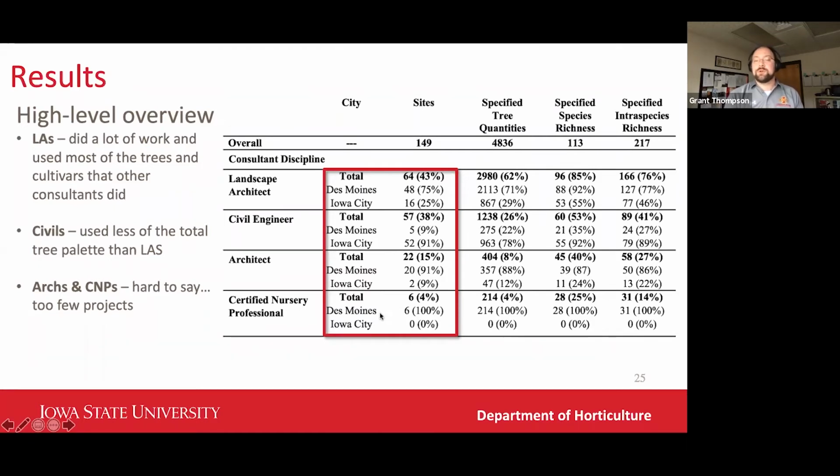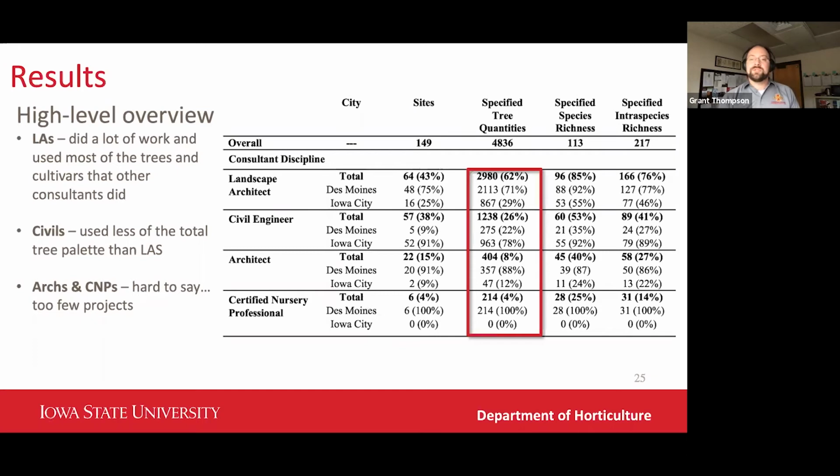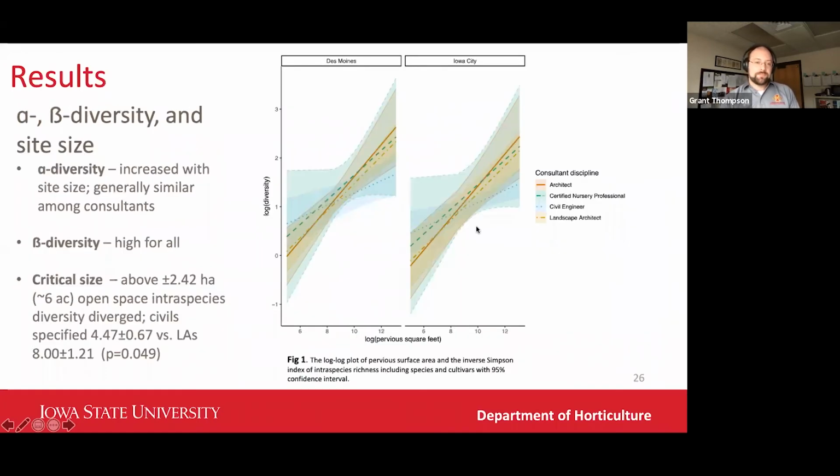And these certified nursery professionals were only doing work in Des Moines, not Iowa City, at least in the plans that we looked at. So what ultimately this means is we don't have a whole lot of projects for architects and civil engineer, certified nursery professionals that we can say a lot about, whereas we can say more about landscape architects and civil engineers. In terms of the trees, again, landscape architects specified about 60% of all the trees, civils next, and on down the list.